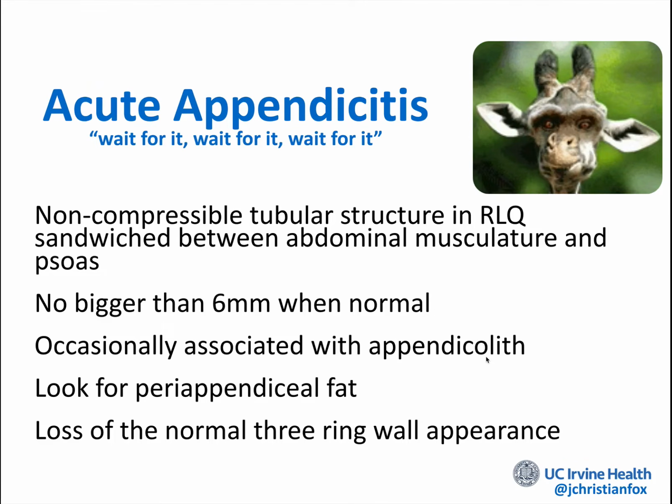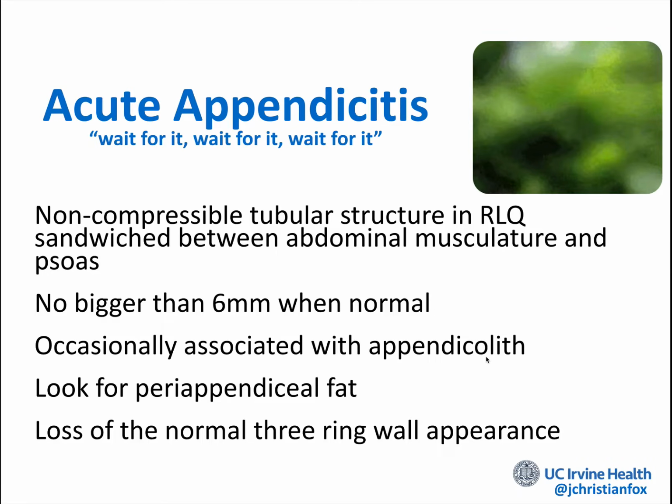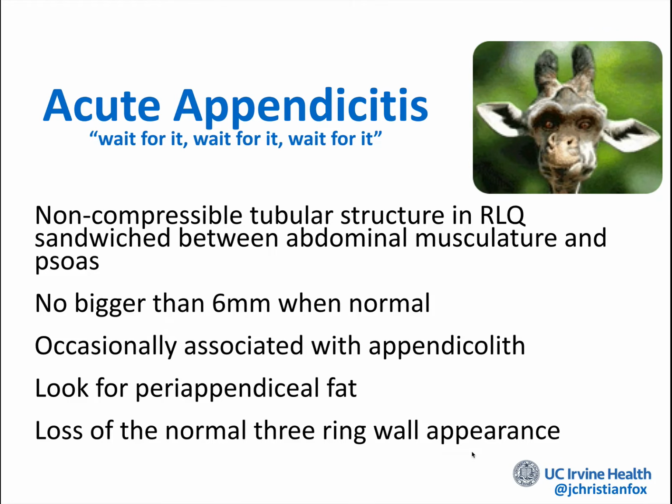So it gets more and more swollen, and eventually it gets so swollen that the blood supply can no longer get to it. It gets necrotic and perforates. You want to look for periappendiceal fat. When there is inflammation in the appendix, the periappendiceal fat starts to get more echo bright. And then normally, we talked about those 3 rings of the mucosal walls of the intestines. You start to lose those 3 rings on ultrasound when you have acute appendicitis.